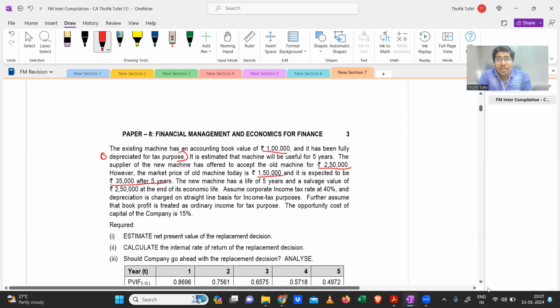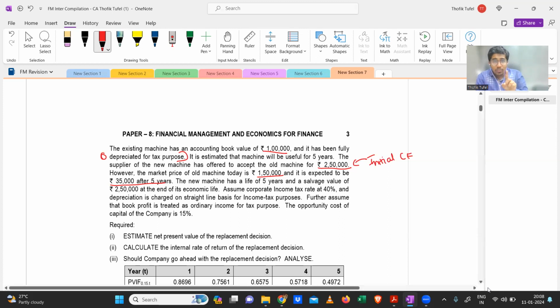Suppose here the market value is 5 lakh rupees. If the market value is 5 lakh rupees, and I want to purchase the new machinery and he is giving me only 2,50,000 rupees, then I am having an opportunity cost of 2,50,000 rupees, because had I sold that machinery in the market, I would have received more. But here he himself is giving me 2,50,000 rupees. So I have to ignore all this opportunity cost. I have to consider this 2,50,000 rupees as an initial cash out. This 1,50,000 I have to ignore.